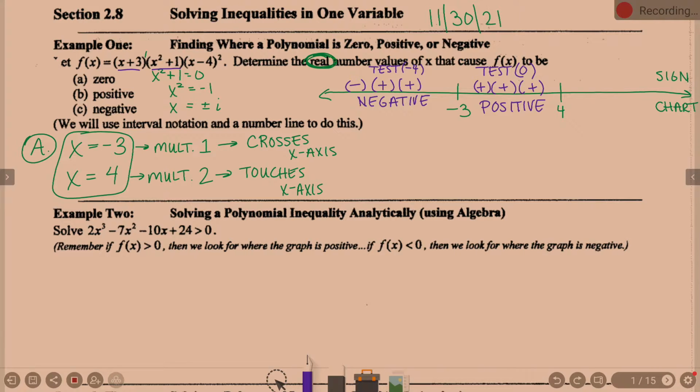Okay? And what about a number bigger than 4? 5. 7. I'd go 5. You guys pick what you want.